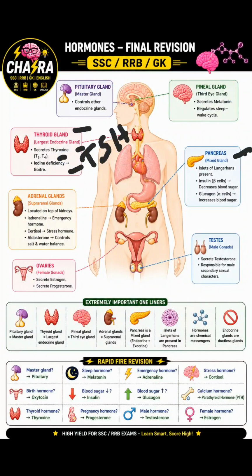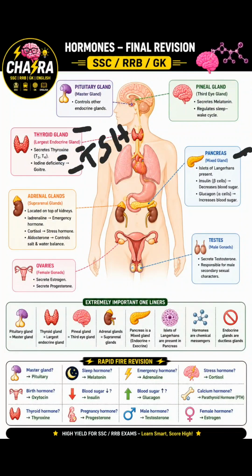Next one is pancreas. This pancreas is called a mixed gland because, as I said in the starting of the video, glands are two types, exocrine and endocrine. This pancreas is a mixed gland because it releases substances into the bloodstream as well as into body surfaces or into cavities through ducts. So hence it is called a mixed gland, meaning it serves like an exocrine gland and also an endocrine gland.